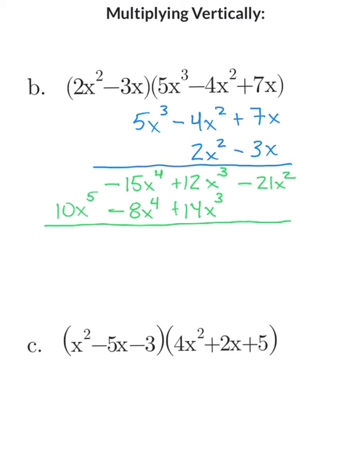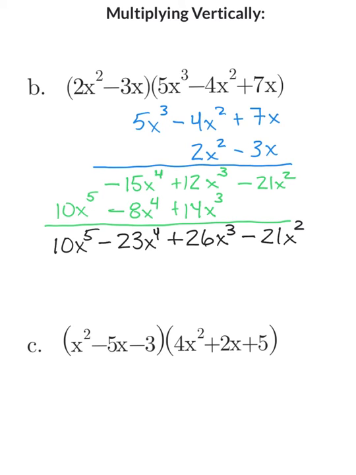We add straight down, and it doesn't matter whether you start on left or right on this. So starting on the left, I get 10x to the fifth minus 23x to the fourth. Remember that since we are adding, we keep the exponents the same. We get 26x cubed minus 21x squared. And we're done.